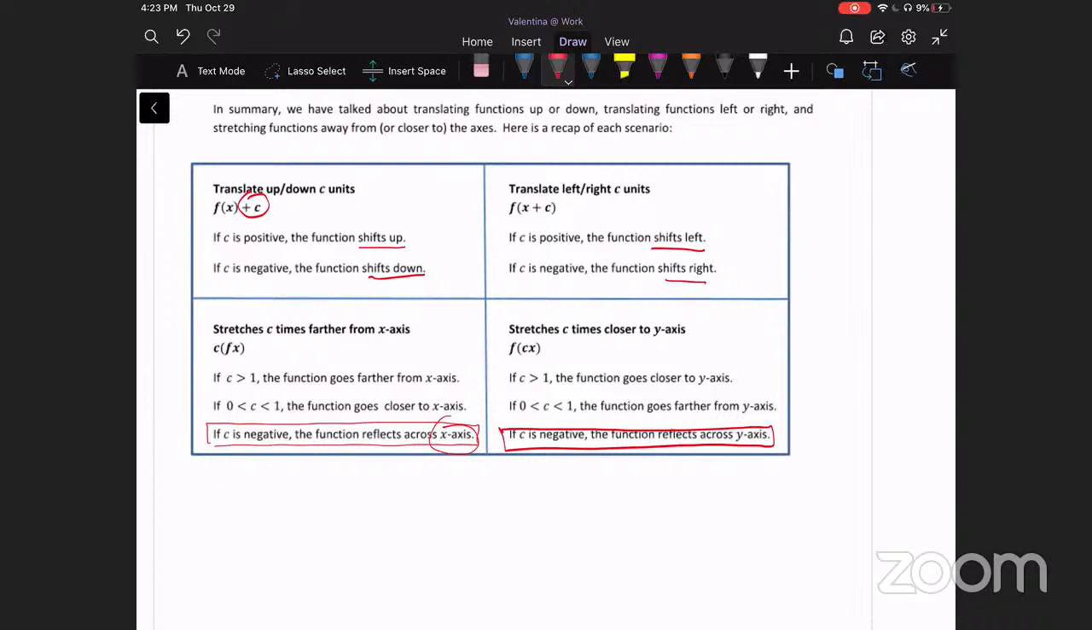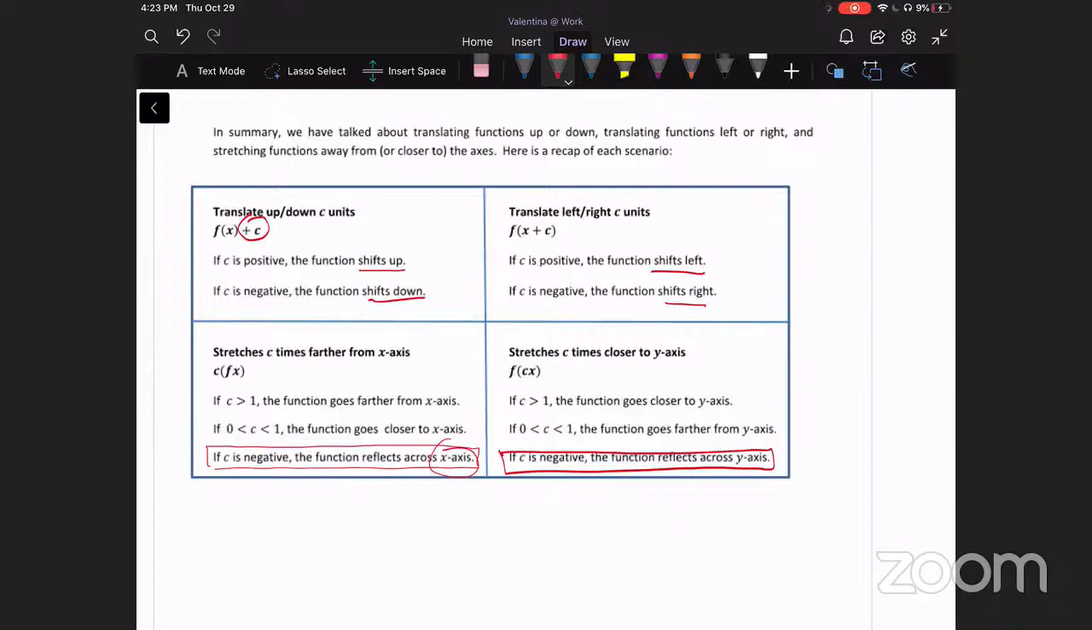And then here's the moving closer to the y-axis if your c is greater than 1. And if it's between 0 and 1, you're going to move further from the y-axis. But any negative will just reflect across the y-axis. Do you have any questions on that? So this is kind of just a cheat sheet. Yeah, it makes sense. Okay, awesome.